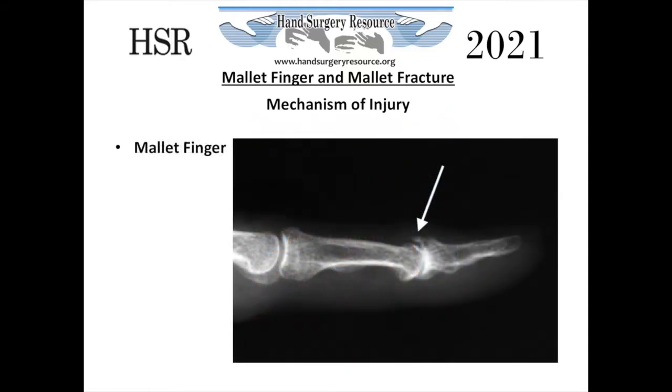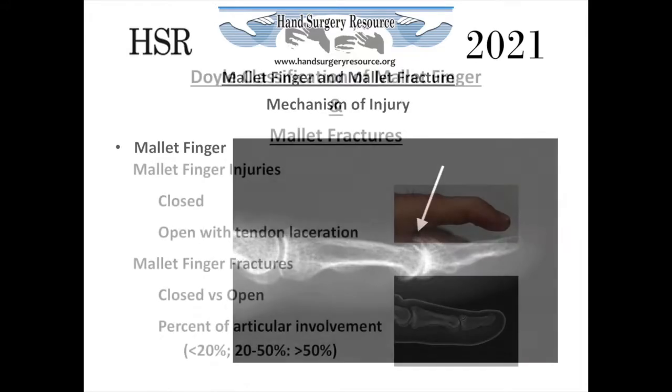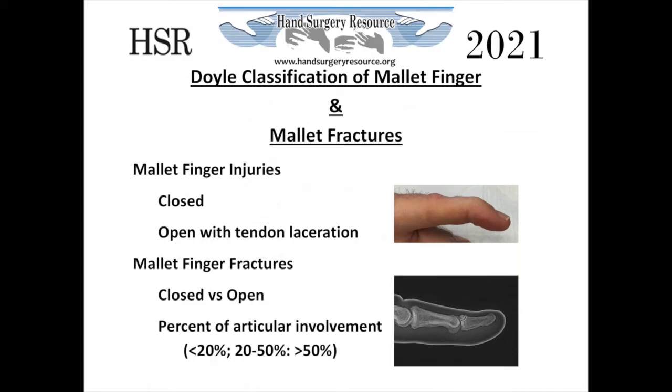In older individuals, particularly those with osteoarthritis in the DIP joint, much more trivial injury, such as tucking in a bed sheet, can result in rupture of the extensor tendon. The Doyle classification of mallet finger and mallet fracture injuries should be used to categorize these injuries and help understand and predict appropriate therapeutic options.